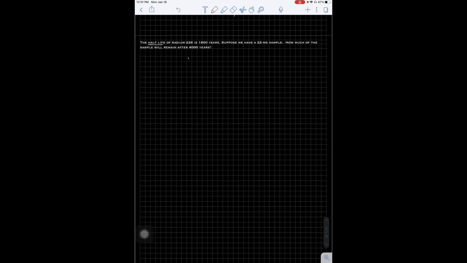So the first thing I ask myself is, do I have R? And so I read through this problem. I'm talking about radium-226. The half-life, that means the time it takes for it to cut in half, is 1,600 years. Years is a time, so that's not a rate. We have 22 milligrams of a sample. That's an amount, not a rate. And how much will remain after 4,000 years?